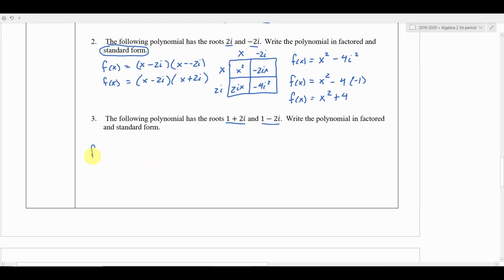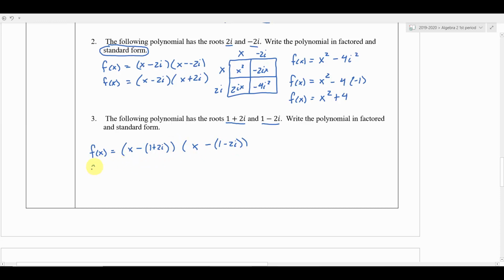So I've got f of x equals, and I'm going to leave a little bit of room here, and then I have x minus, and I'm just going to insert my roots. So in parentheses, it does get a little hairy here, 1 plus 2i, and then over here in parentheses, I'll have 1 minus 2i. So I've set up my factors, and this is actually correct for the factored form. You could leave it like this.